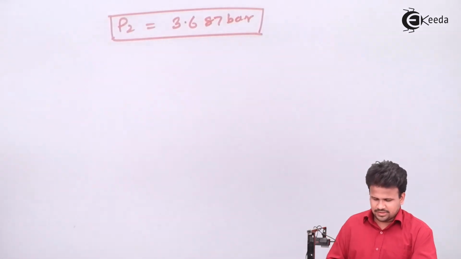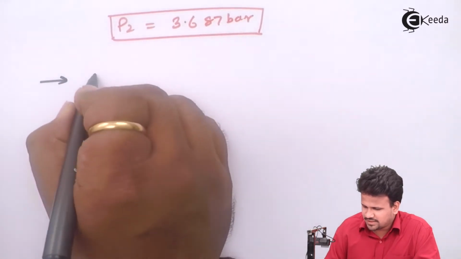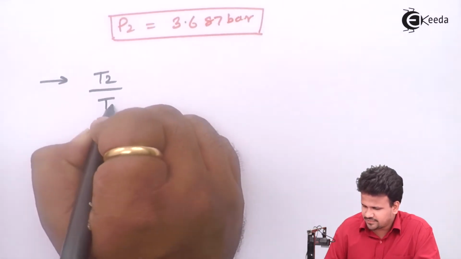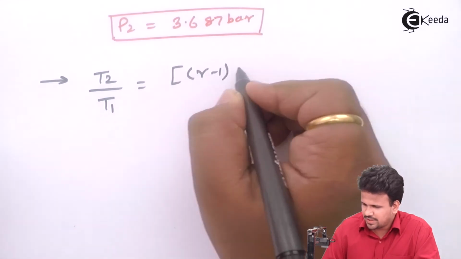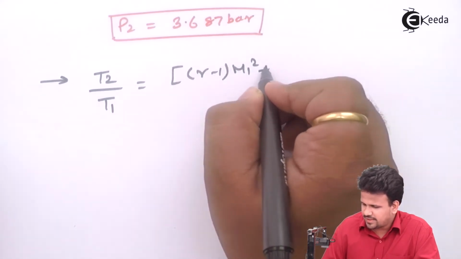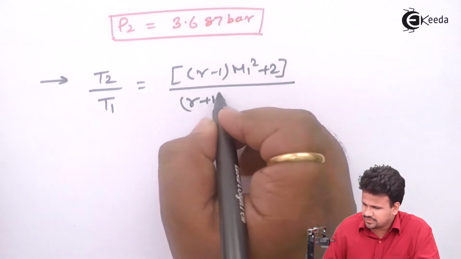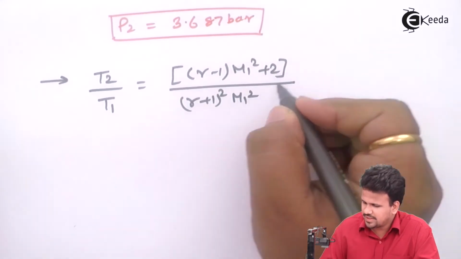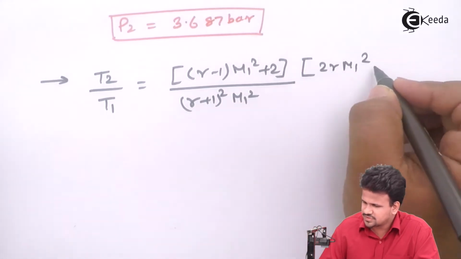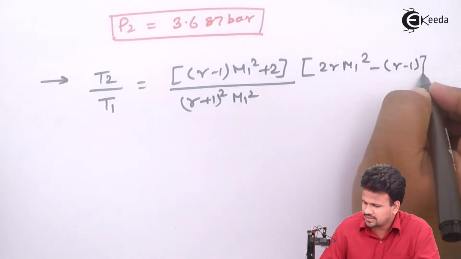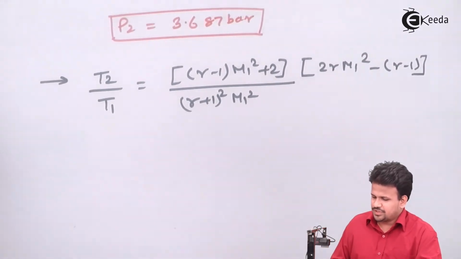Now let us calculate the temperature at the downstream. We have a formula, that is T2 by T1 equals ((gamma minus 1) into M1 square by 2 the whole) upon (gamma plus 1) the whole square into M1 square, multiplied by (2 into gamma into M1 square minus (gamma minus 1)). So this is the formula for temperature. Let us substitute the values.